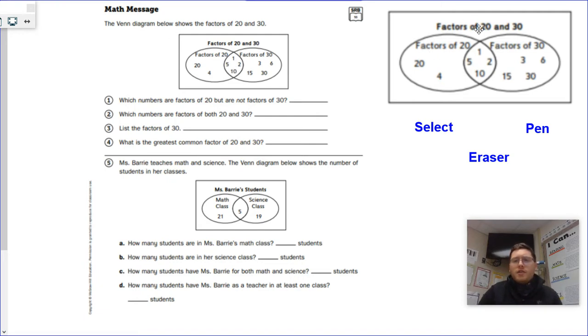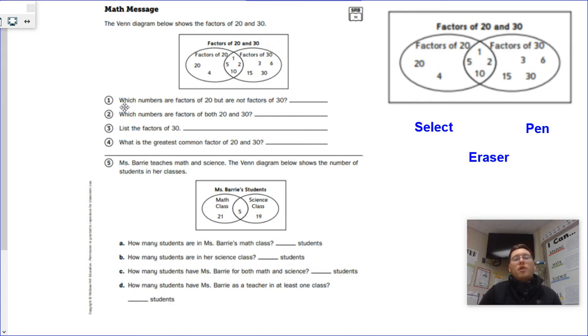What I've done is I've kind of just blown it up a little bit so it's easier to read on the page. So we're going to do a couple of these together. I'm just going to pick and choose which ones we do. So let's look at number 1. It says, which numbers are factors of 20 but are not factors of 30?